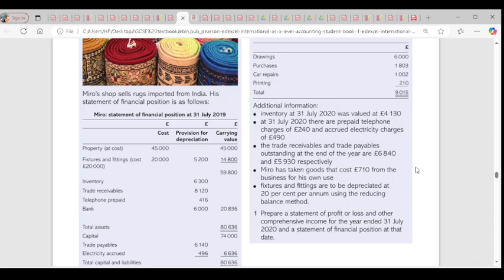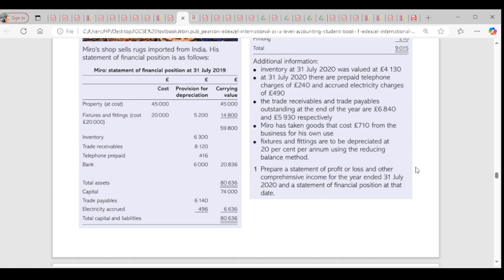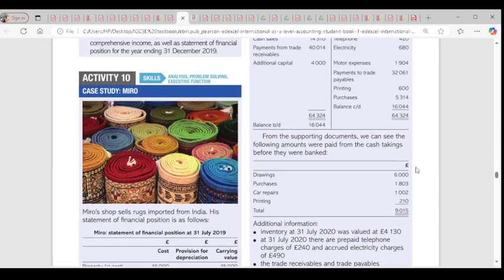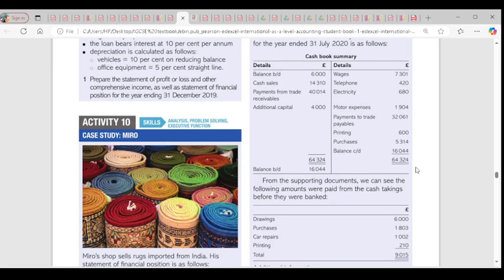So we start with the trade payables account. For trade payables, we have our bank on the debit side, which is 32,061. It is here already. Look at our cash summary: payment of trade payables, 32,061. Clear? Then we have our balance carried down, which is 5,930.